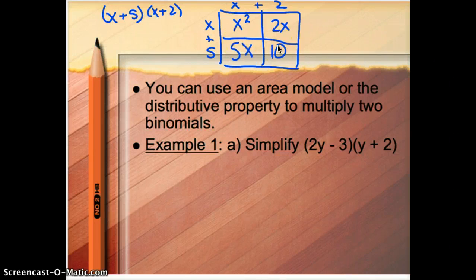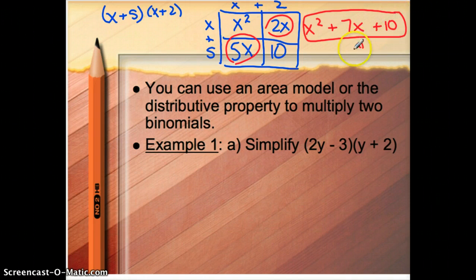You probably know that when you're finding the area of a complicated region and you find the area of all the smaller parts, to find the area of the entire thing, you add up all the small regions. So we add all our like terms, 2x and 5x, and we have an answer of x squared plus 7x plus 10. If you actually got that without me giving you a hint, that's amazing.